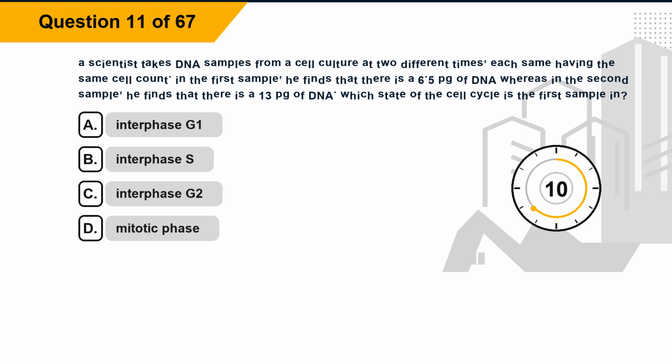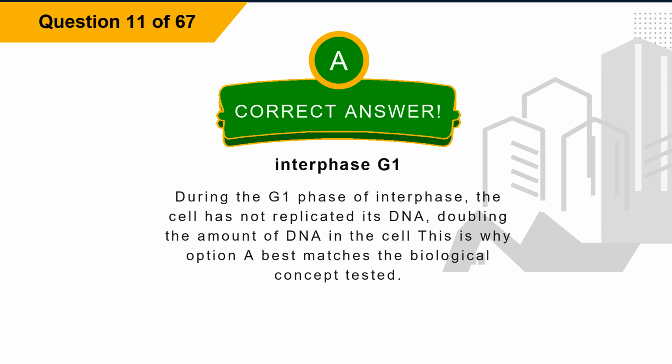Which state of the cell cycle is the first sample in? Option A, interphase G1. Option B, interphase S. Option C, interphase G2. Option D, mitotic phase. The correct answer is option A, interphase G1. Explanation: during the G1 phase of interphase, the cell has not replicated its DNA, doubling the amount of DNA in the cell. This is why option A best matches the biological concept tested.